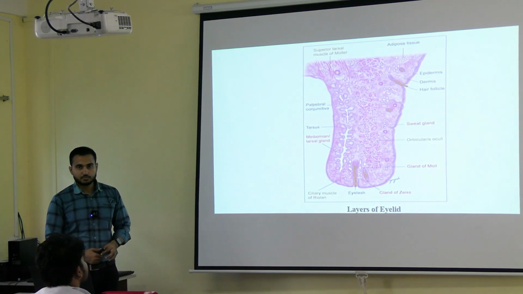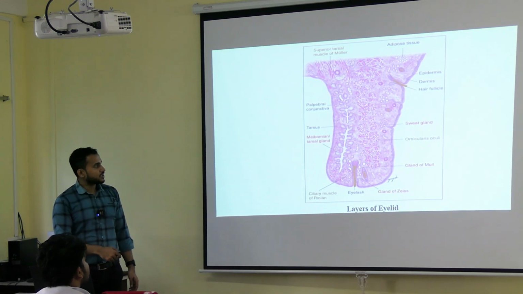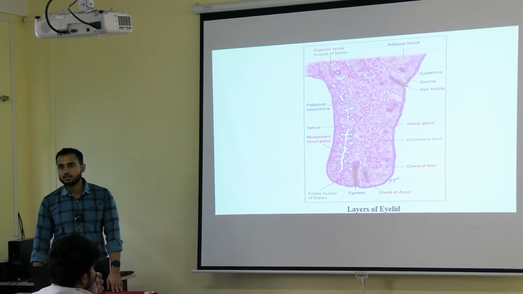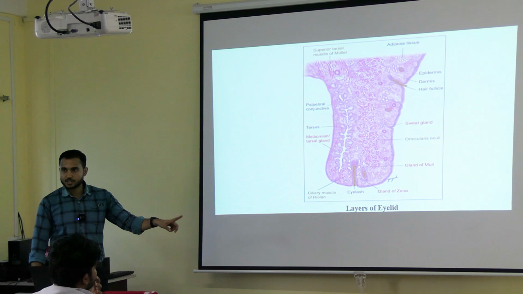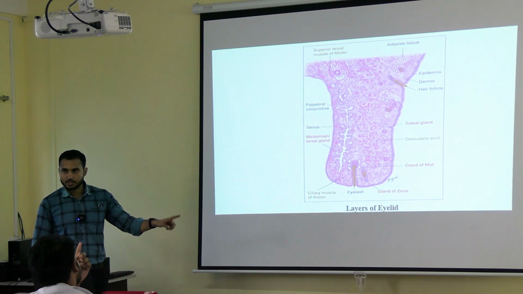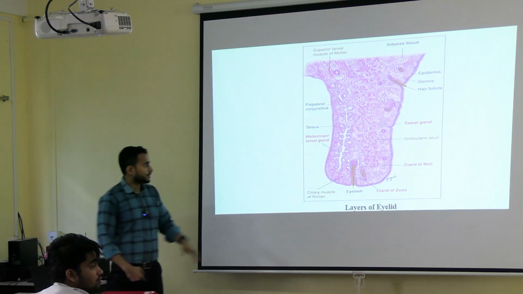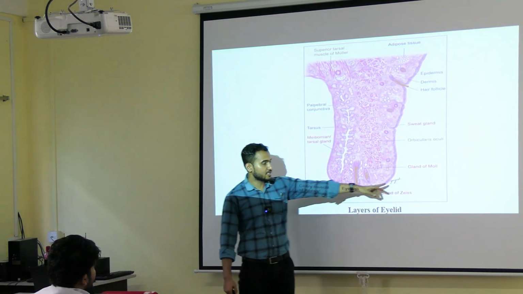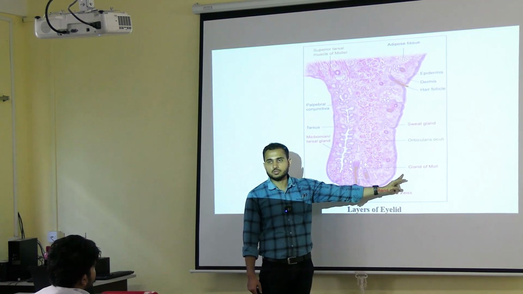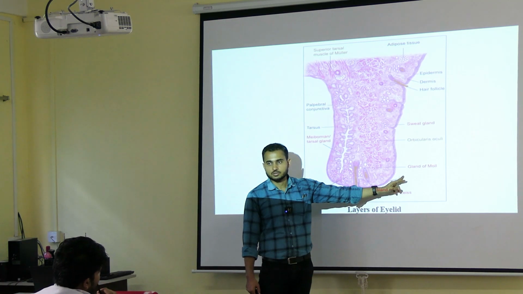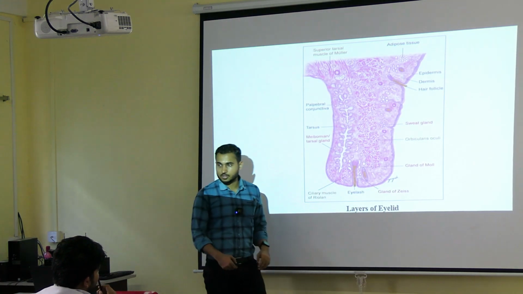Now here is the diagram. Now in this diagram, can anyone tell me which is the innermost layer, which is the outermost layer? This is the microscopic structure of eyelid. Okay, this you have to draw. This part is innermost. This part is outermost. How you will know that this is outermost? Yes, hair follicle is there.